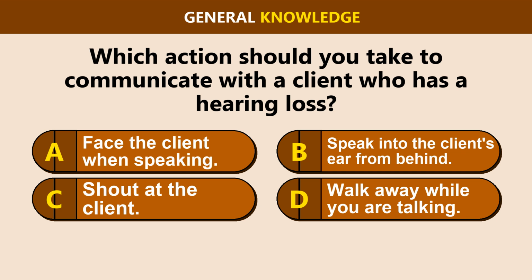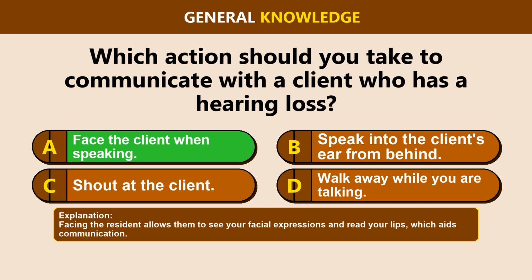Question 43. Which action should you take to communicate with a client who has a hearing loss? Option A, face the client when speaking. Option B, speak into the client's ear from behind. Option C, shout at the client. Option D, walk away while you are talking. The correct answer is option A, face the client when speaking. Facing the resident allows them to see your facial expressions and read your lips, which aids communication.